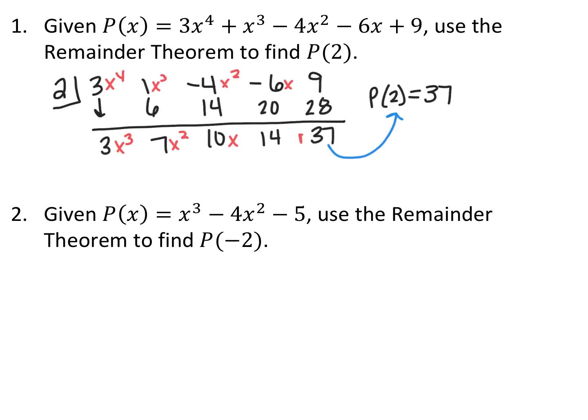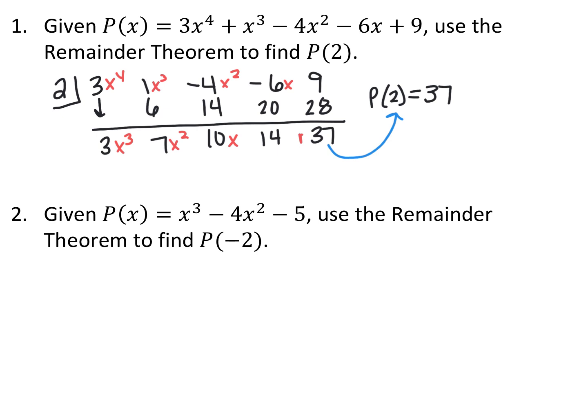Using synthetic division, I put 2 in our little box, and then I put out my coefficients for p of x. I brought down the first 3, multiplied it by 2, I got 6, added to 1, got 7, multiplied by 2, you get 14, add to negative 4 is 10, multiplied by 2, you get 20, add to negative 6 is 14, 2 times 14 is 28, plus 9 is 37. Since this was an x to the fourth, this would be x cubed, x squared, x, your constant term, which means your remainder is 37. So therefore, by the remainder theorem, p of 2 would be 37.